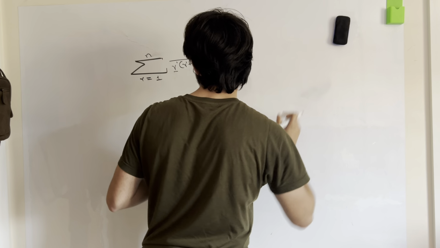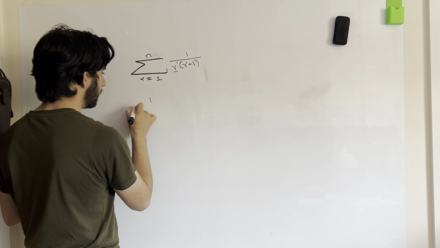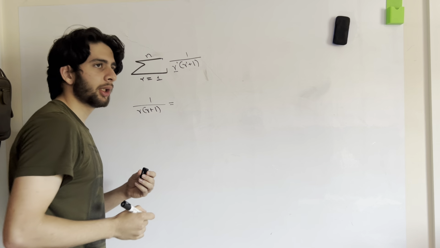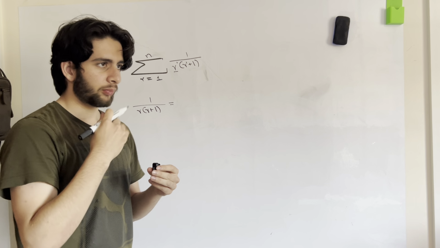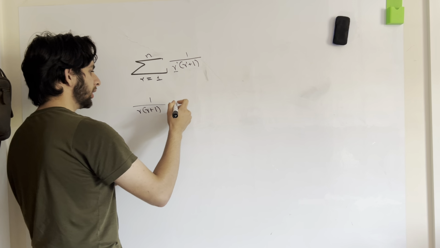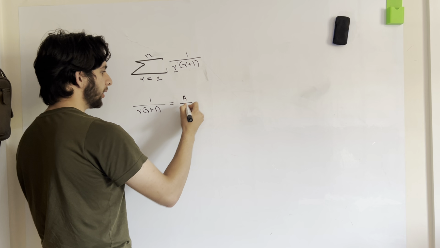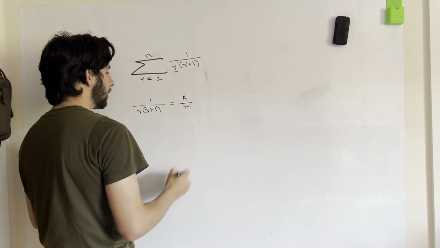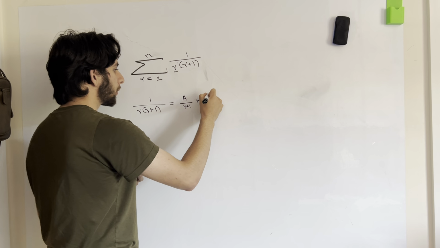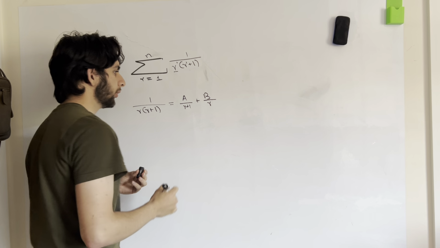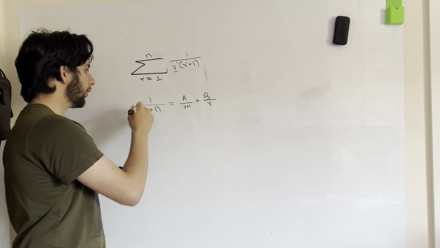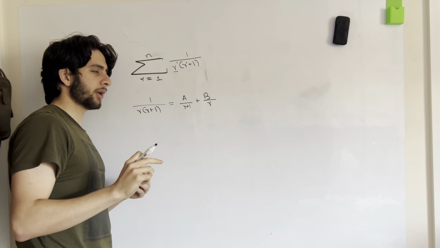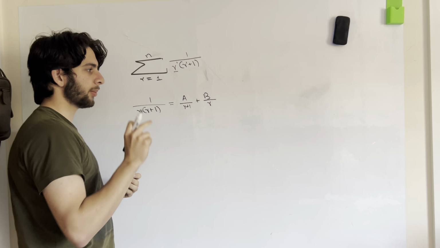Right, so let's start off with 1 over r times r plus 1. Crucially, the interesting property about this fraction is that I can write it as the sum of the divisions of its linear factors. So I can write 1 over r times r plus 1 as something divided by r plus 1 plus something divided by r.